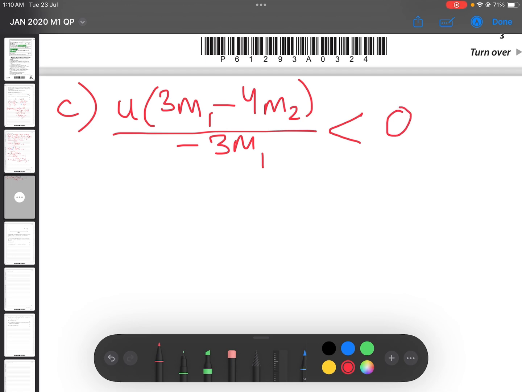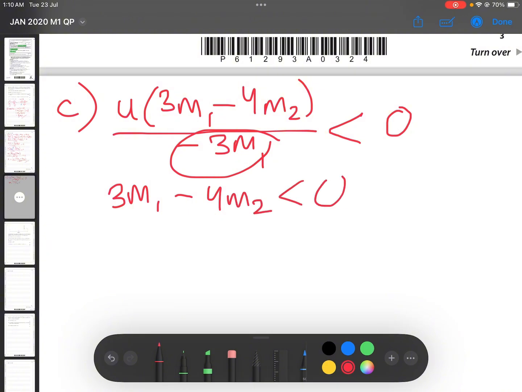And so now if I move minus 3m1 to the right hand side, it's going to remain still as 0. And then again if I move u to the right hand side, it's again going to be 0 because anything multiplied by 0 is 0. So what I have remaining is 3m1 minus 4m2 is less than 0.